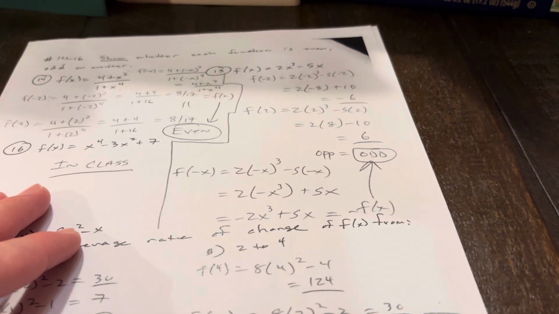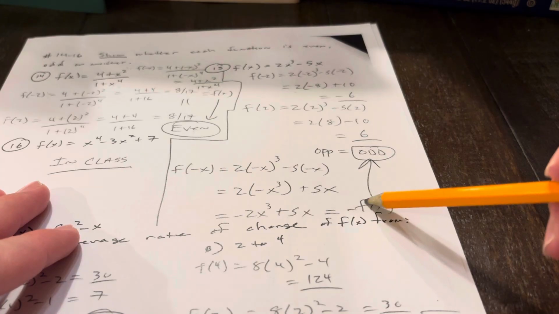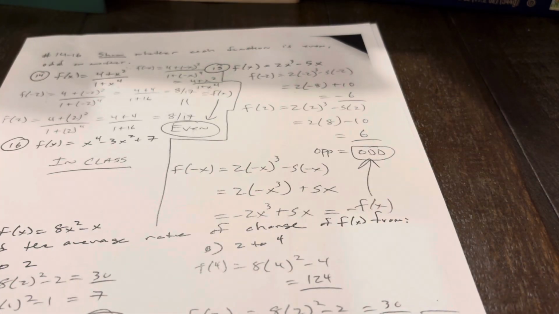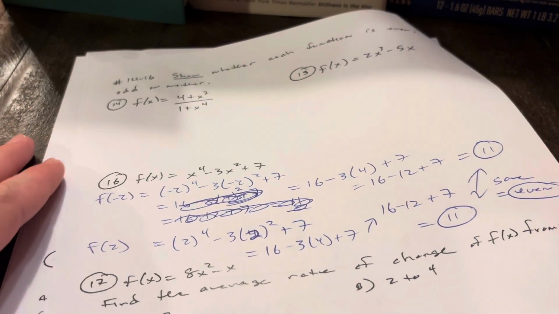And here's another way. If you plug in negative x, you get the opposite of f of x. Again, that's the proper way. Then we have 16. It's set in class, so I'm going to give you the answer right here. All right, 16. I think I had a brain fart.